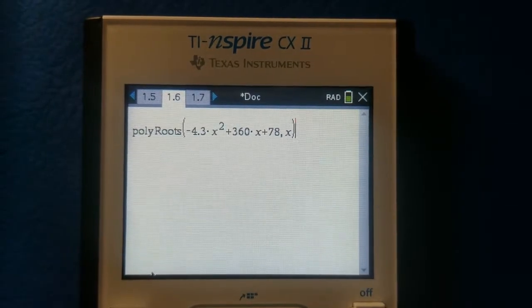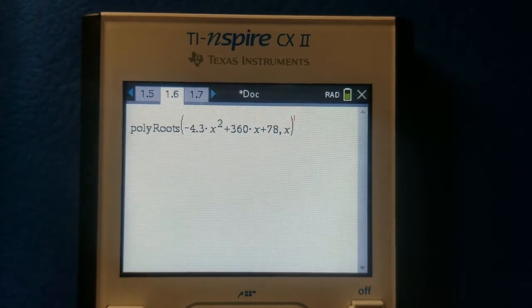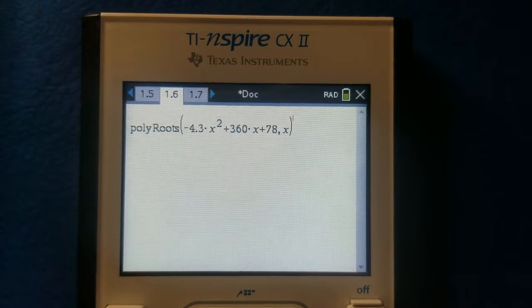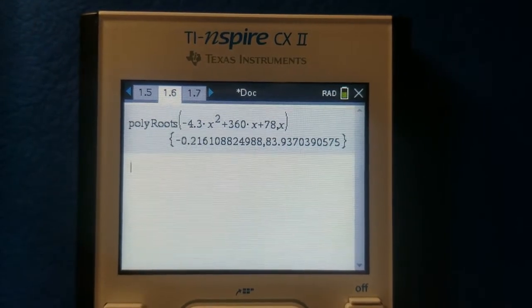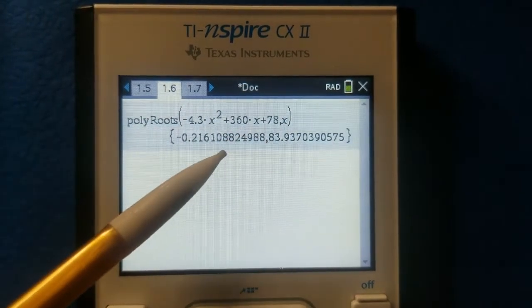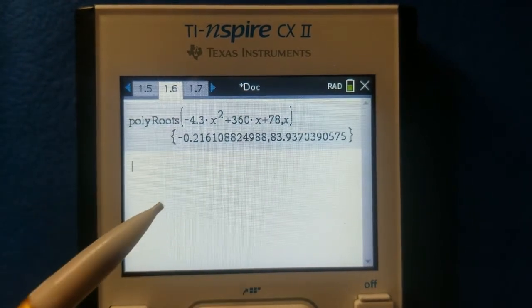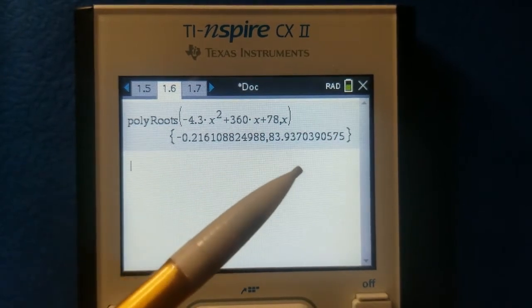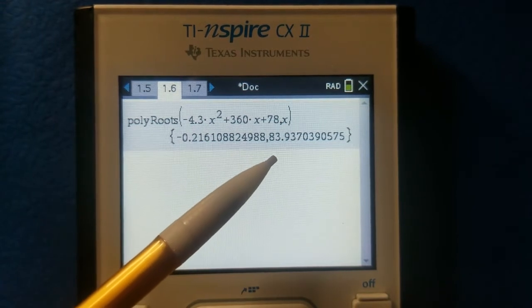Okay, so when you get all that information in, you hit enter, and you get this screen. Now this might not look much of anything, but all you have to do now is hit enter a second time, and you get your answer. Wow, it's that easy. Now obviously you can see that there's 2 answers instead of 1, which you might expect, but you can disregard this negative answer because we're not going to be using it much. So the actual amount of time it takes for the ball to reach the ground is 83.94 seconds.